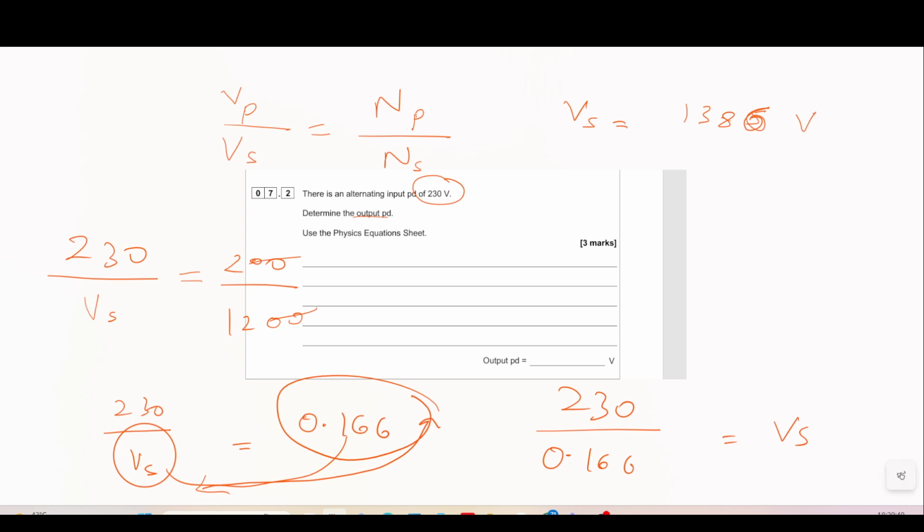The input potential difference causes... So let's do one thing. I have another class now. We'll start later.